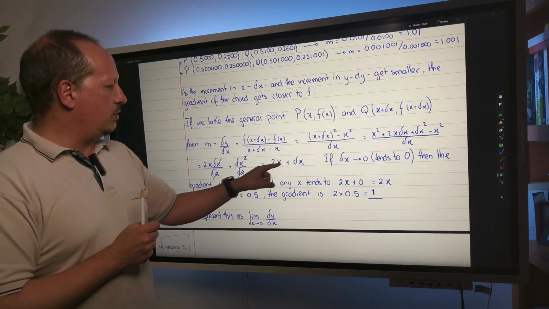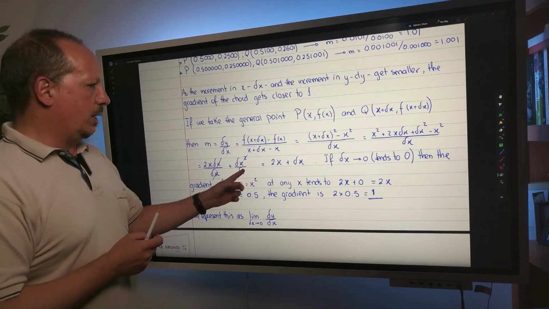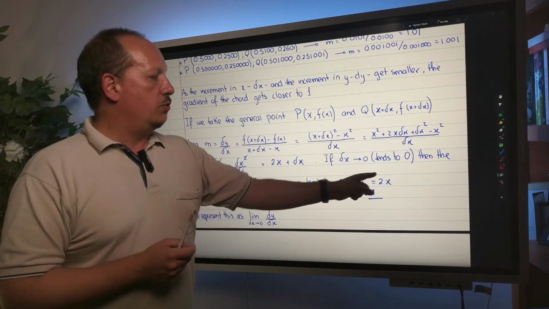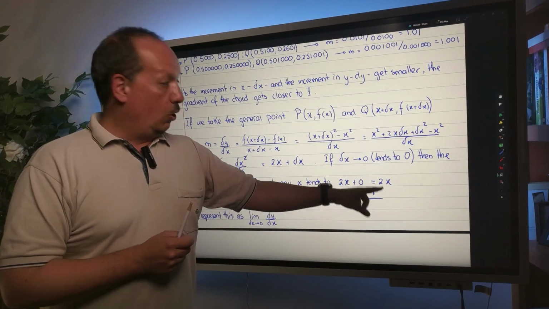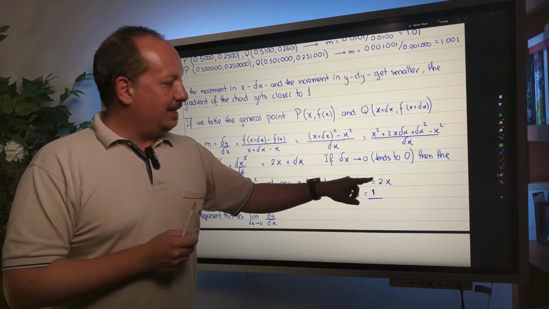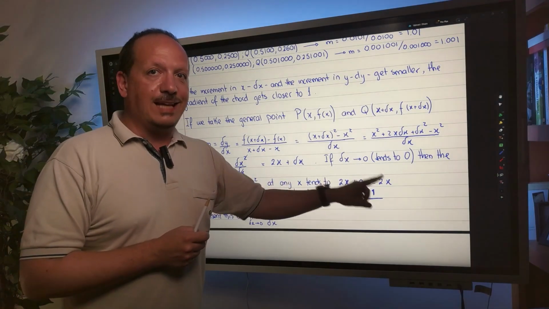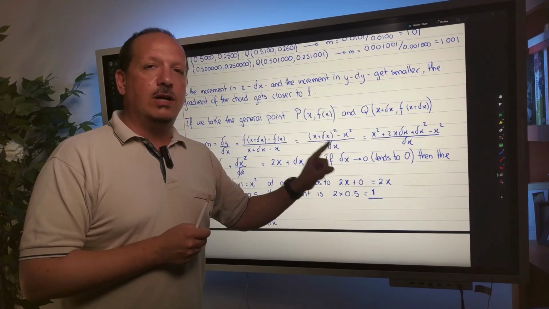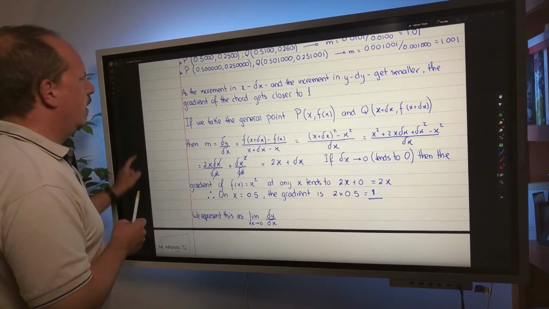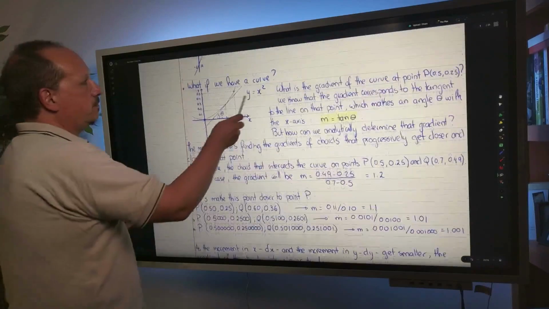This is going to be tending to 0, so you are left with what? You are left just with 2x. What is this 2x? Again, this is an expression that allows you to calculate the gradient on every single point of this function, the x squared.